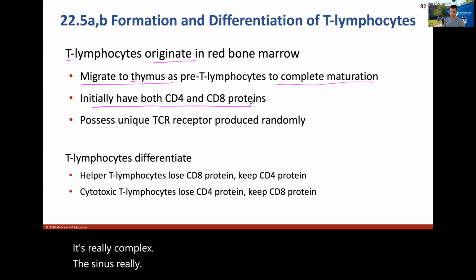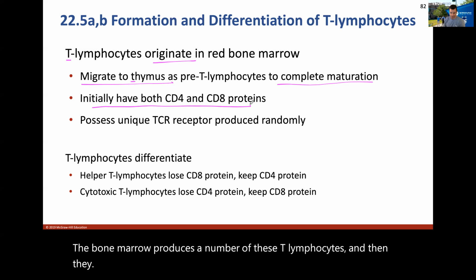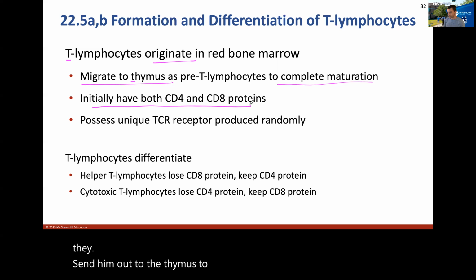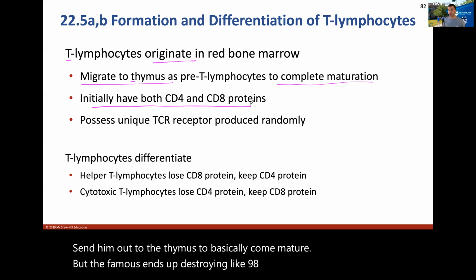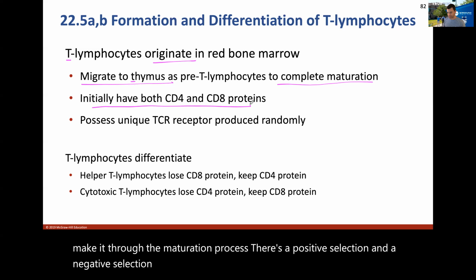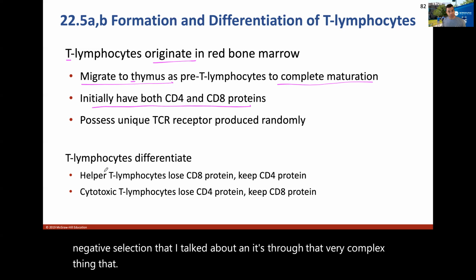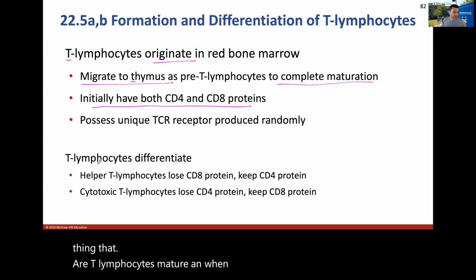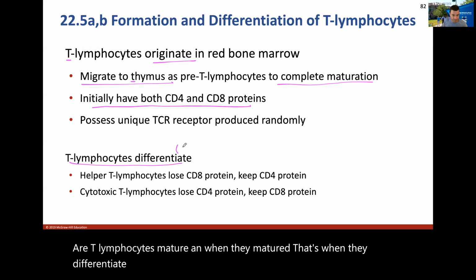The bone marrow produces a number of these T lymphocytes, and then they send them out to the thymus to basically come mature. But the thymus ends up destroying like 98% of them. Most of them don't make it through the maturation process. There's a positive selection and a negative selection that I talked about, and it's through that very complex process that our T lymphocytes mature, and when they mature, that's when they differentiate, okay?